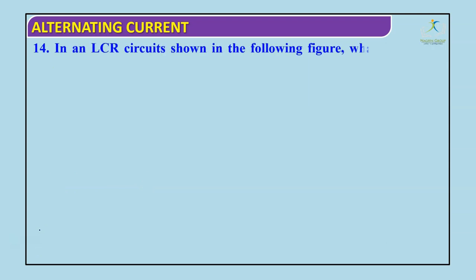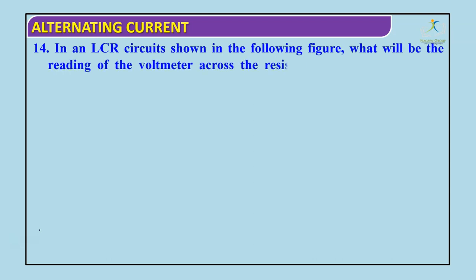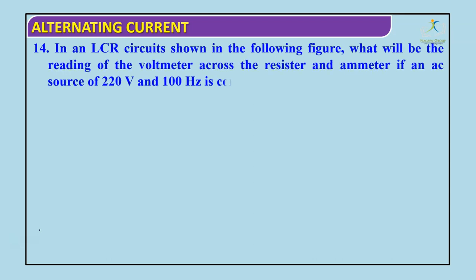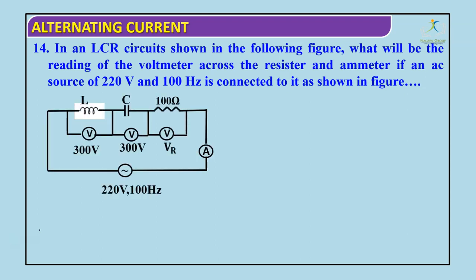Next question we have. In an LCR circuit shown in the following figure, what will be the reading of the ammeter across the resistor? An AC source of 220 volt and 100 Hz is connected to it as shown in this diagram. The options are 800 volt with 8 ampere, 300 volt with 3 ampere, 220 volt with 2.2 ampere, and 110 volt with 1.1 ampere.